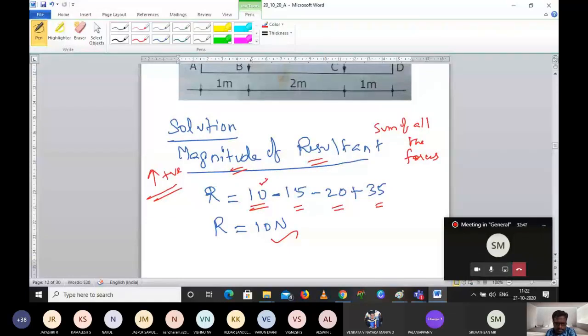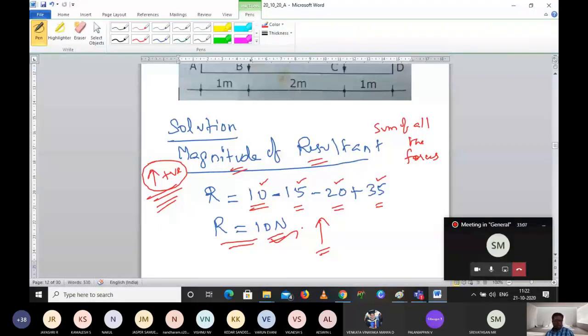So 10 Newton, I said upward is positive. That's the only assumption I have given here. Upward is positive, I am assuming. So 10 Newton is positive, 15 is negative, 20 is negative, and 35 is positive. So what I got is the resultant is acting upward. The value is 10 Newton.